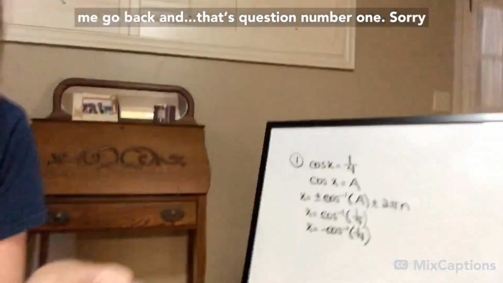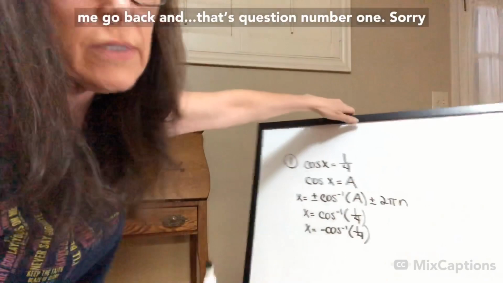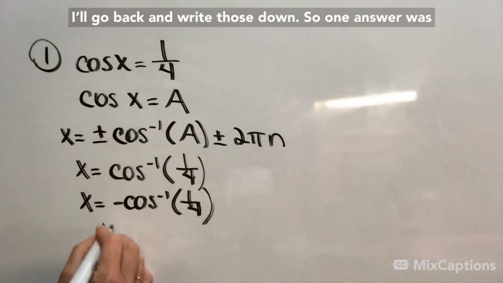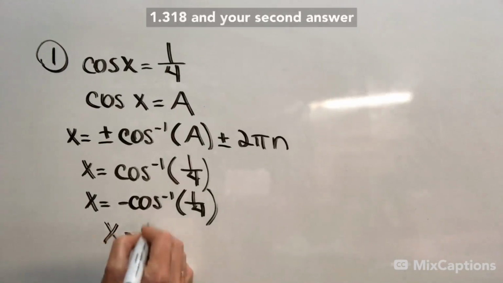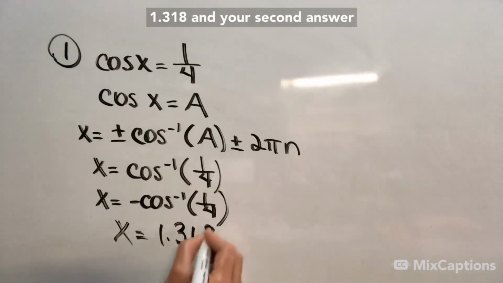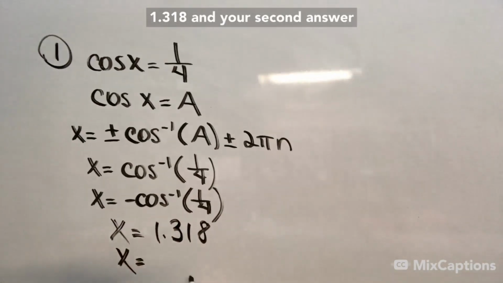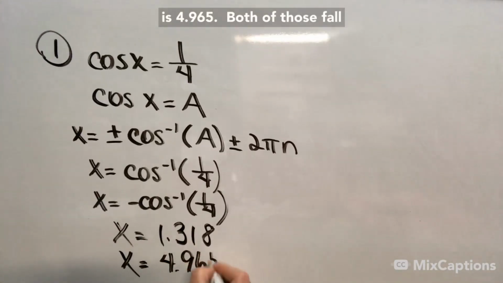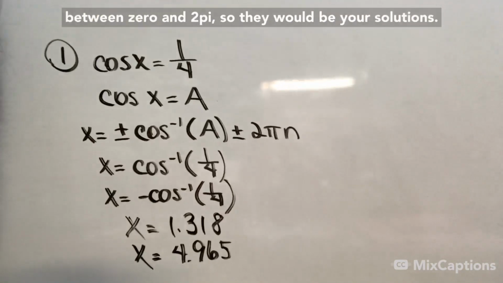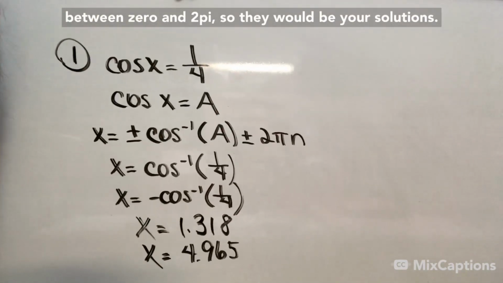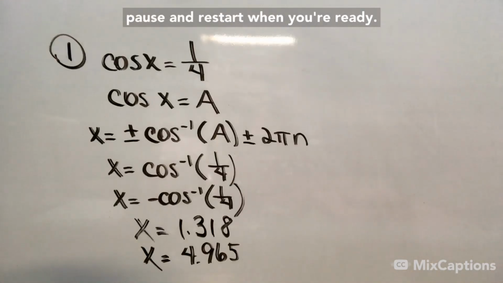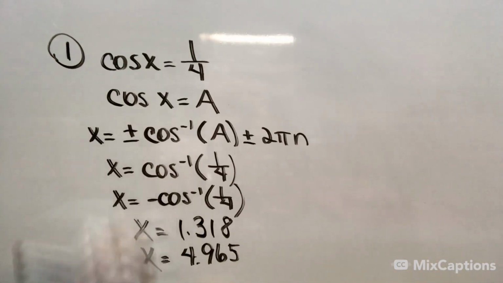So let me go back, or question number 1, sorry. So go back and write those down. So one answer was 1.318, and your second answer is 4.965. Both of those fall between 0 and 2 pi, so they would be your solutions. So number 1 is finished. Remember, you can pause and restart when you're ready.